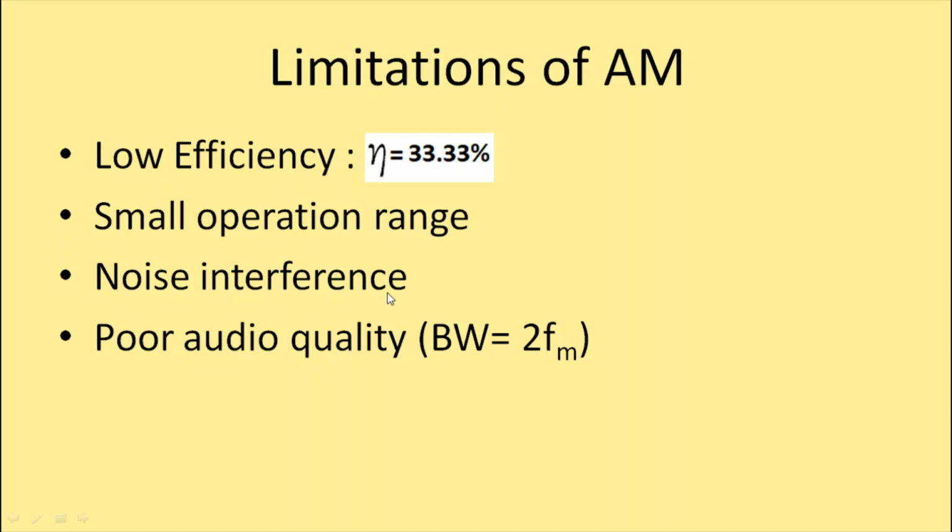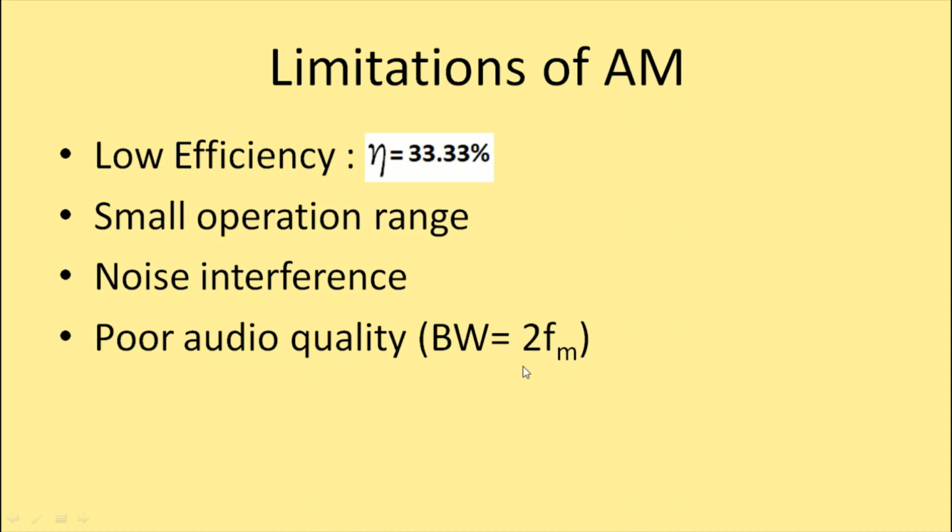Third one, noise interference. That is, AM is very easily susceptible to noise. That means the AM communication very easily gets disturbed by noise. And the last disadvantage we discuss here is the poor audio quality. We know that the bandwidth for AM is nothing but equal to 2 fm. We had discussed this in the frequency spectrum of AM. So the bandwidth is nothing but equal to 2 fm.